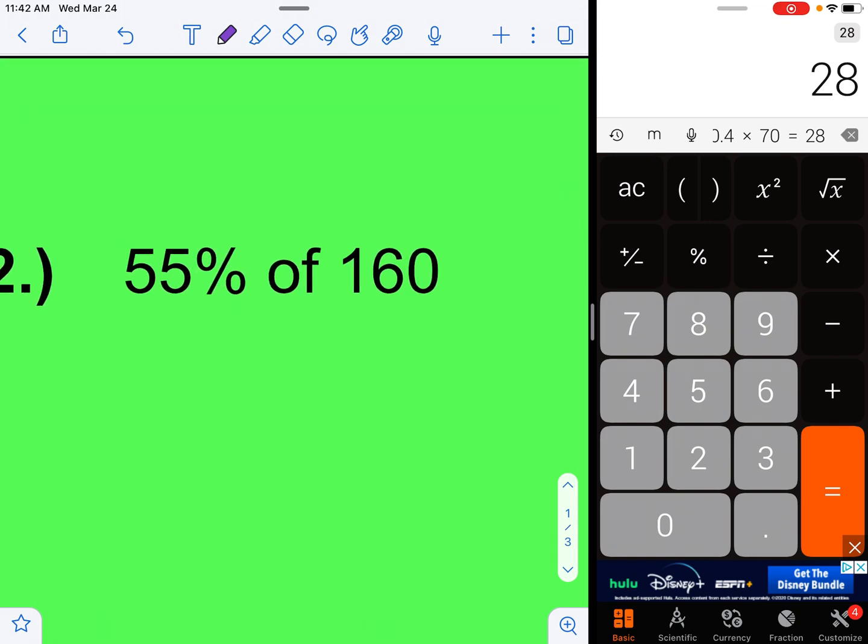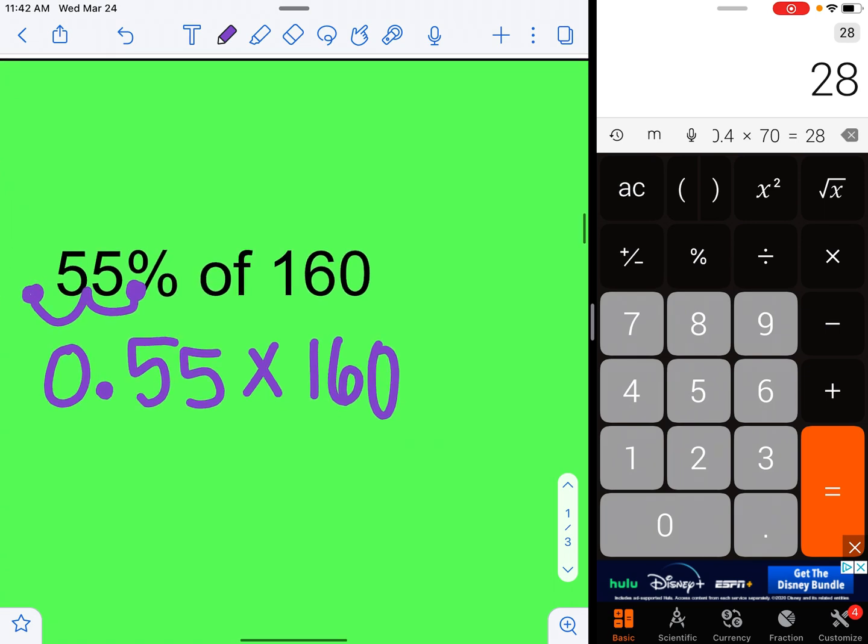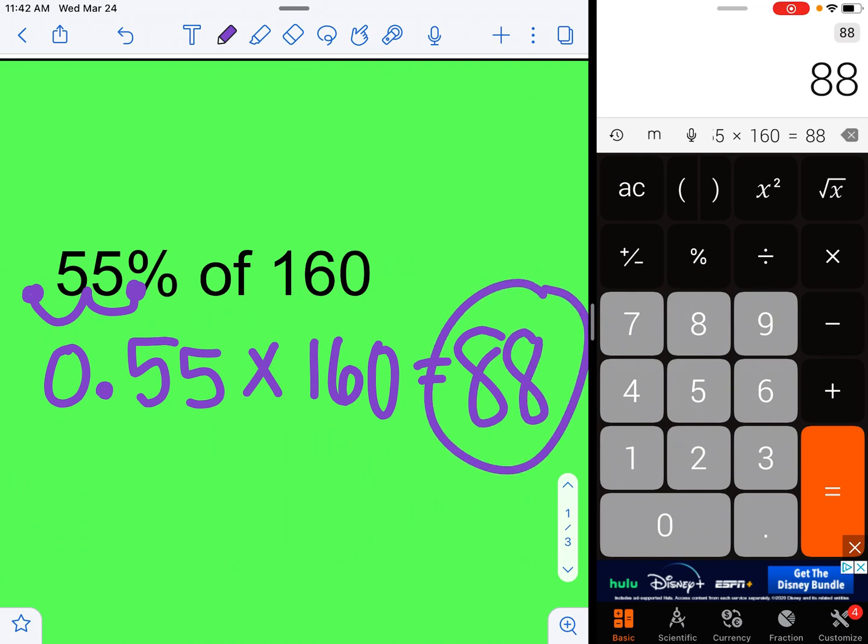Moving on to the second one, 55% of 160. Remember, we need to change that percent to a decimal. So we move it 2 places to the left, 1, 2. So I get 0.55. And we multiply that times our number. 0.55 times 160 gives us 88 for an answer.